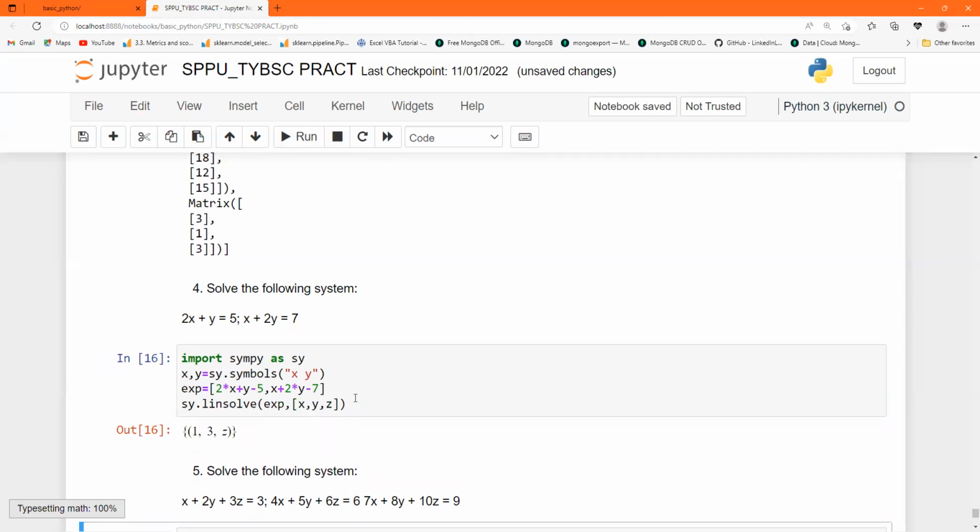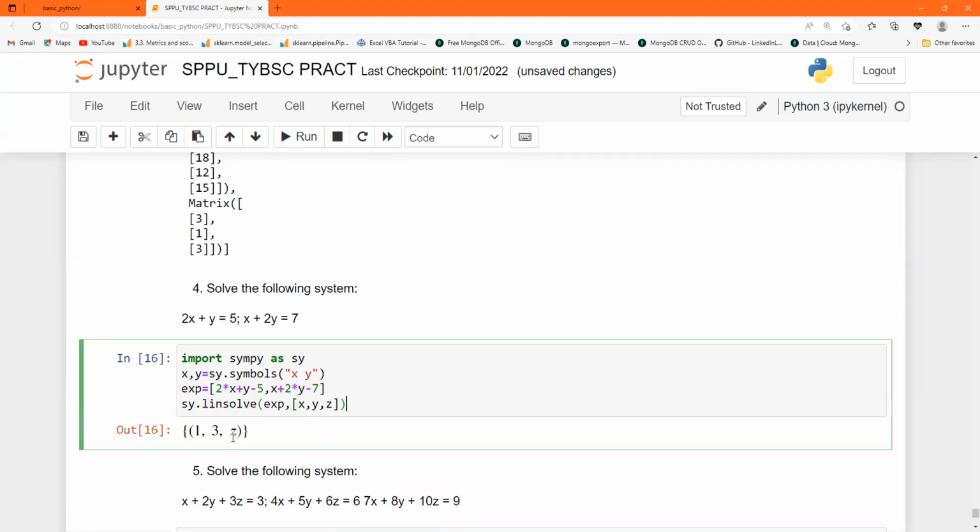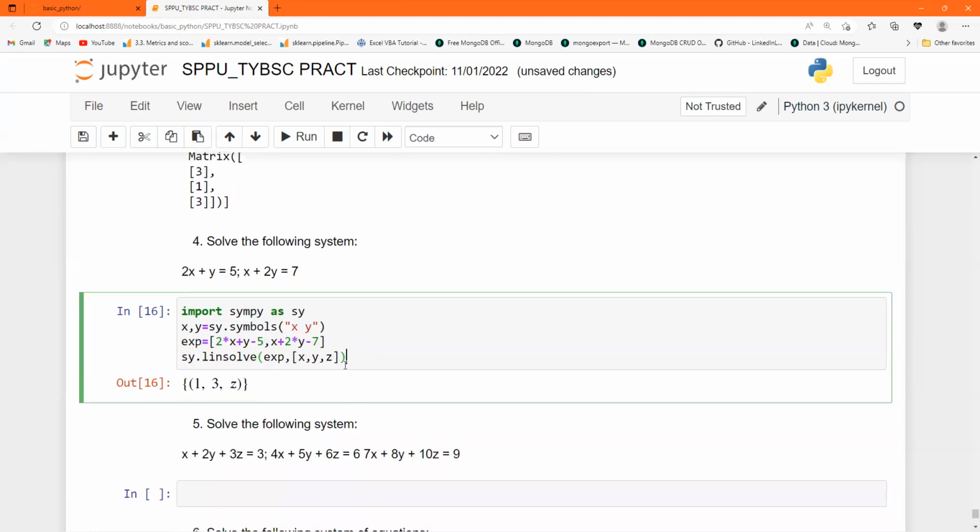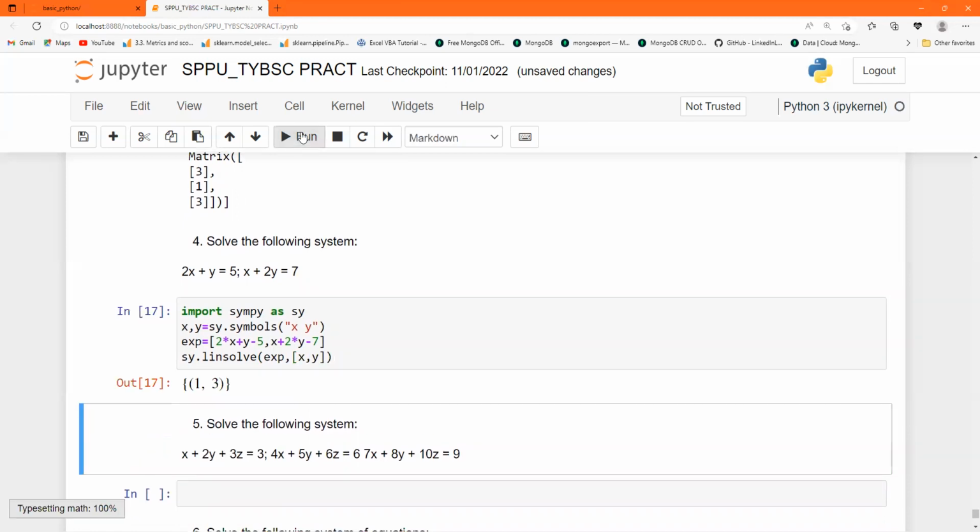So I will get the solution. Not z, I have to give only x and y because this is a 2 variable system. So it will give me 1 and 3. That means the value of x is 1 and y is 3. So this is the solution of the given system.